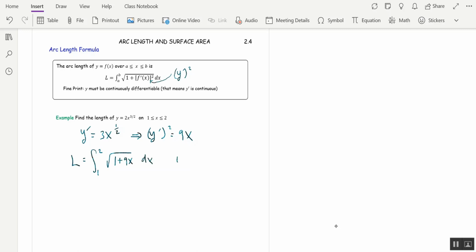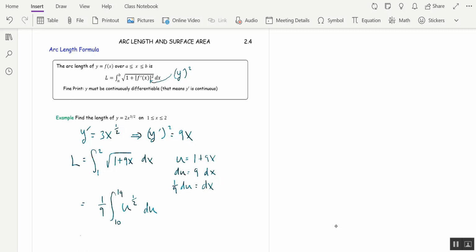Okay, that's a u sub. U equal 1 plus 9x. Du is 9 dx. I need to divide both sides by 9. 1/9 du is dx. So L is 1/9 the integral du. What's left is u to the 1 half, and we'll change our limits. When x is 1, u is 10, and when x is 2, u is 19.